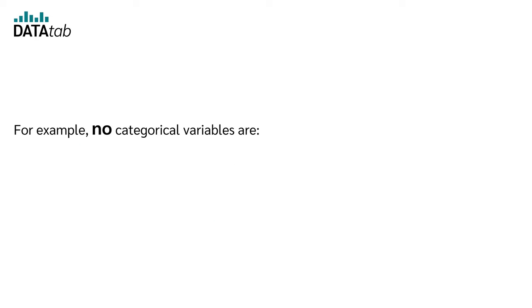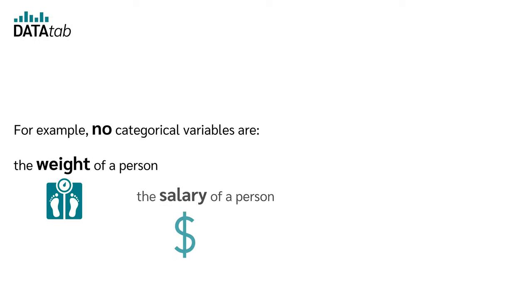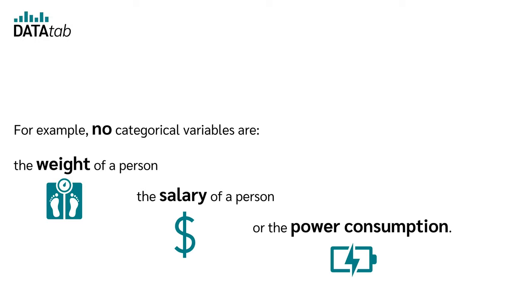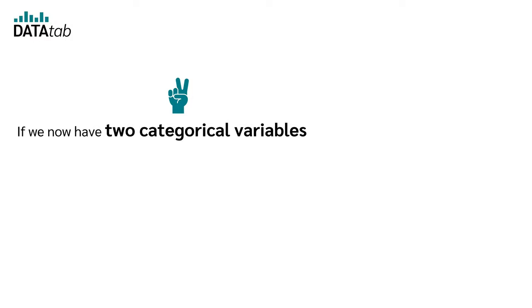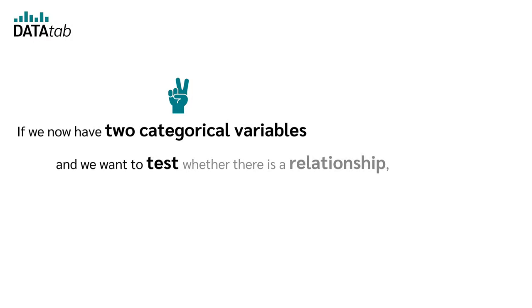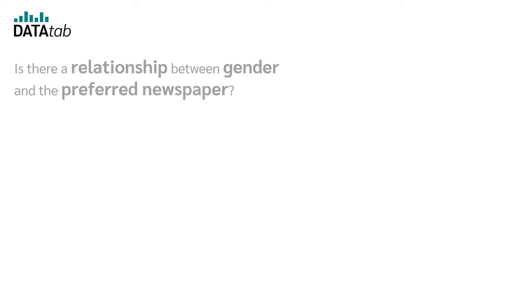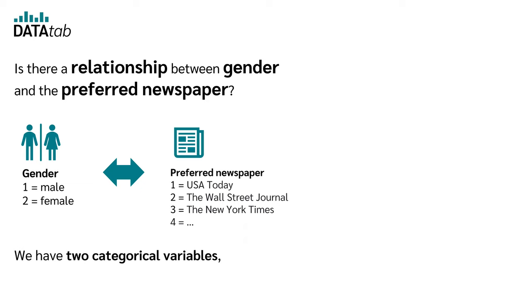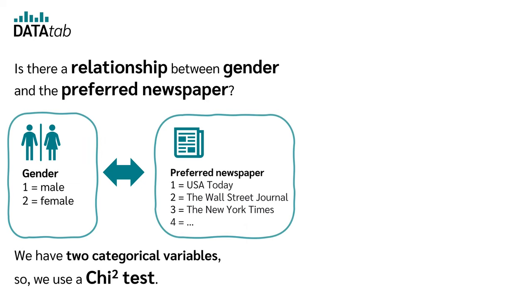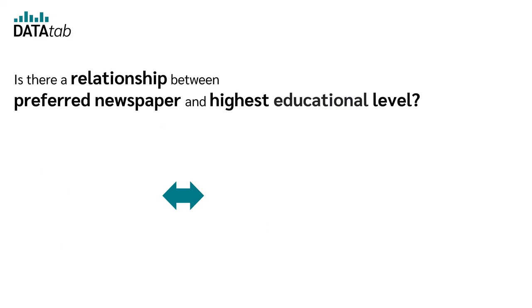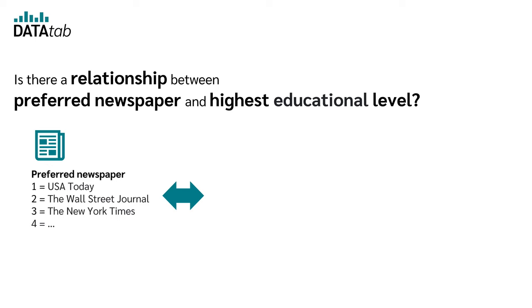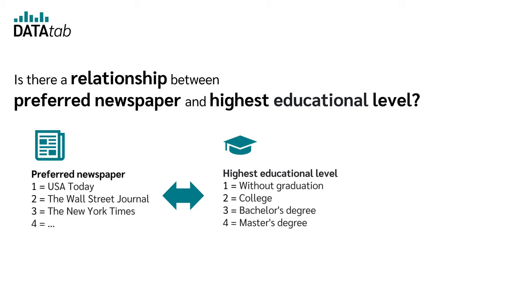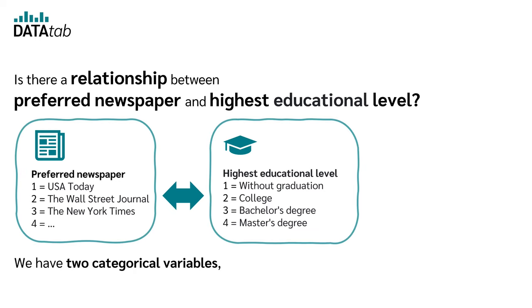For example, no categorical variables are the weight of a person, the salary of a person, or the power consumption. If we now have two categorical variables and we want to test whether there is a relationship, we use a chi-square test. For example, is there a relationship between gender and the preferred newspaper? We have two categorical variables, so we use a chi-square test. Another example, is there a relationship between preferred newspaper and highest educational level? Here again, we have two categorical variables, so we use a chi-square test.